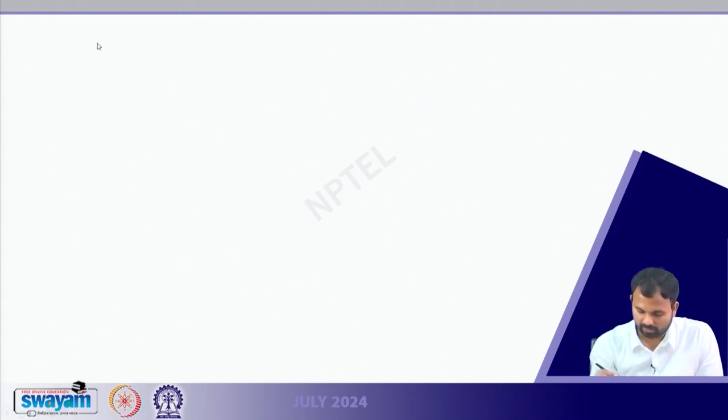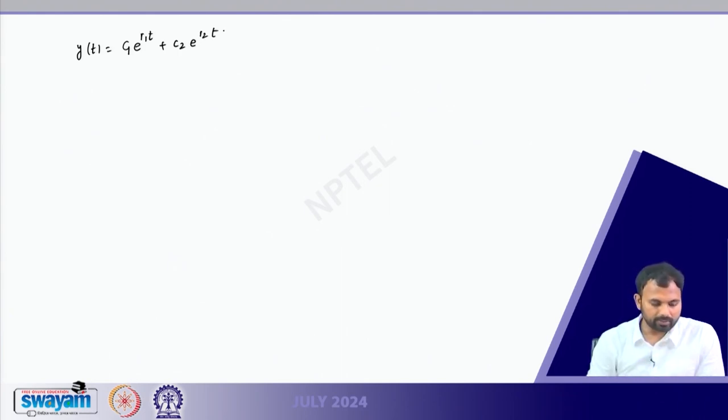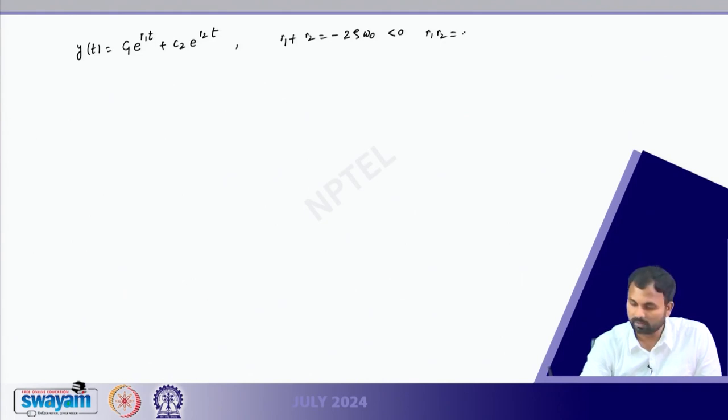So we had y(t) equals c1 e to the power r1 t plus c2 e to the power r2 t, right. Now, here r1 and r2 are real and distinct numbers if zeta is greater than 1, and r1 plus r2, I think, was minus 2 zeta omega 0, which is less than 0, and r1 times r2 equals omega 0 squared. So from here we said that both r1 and r2 are negative.